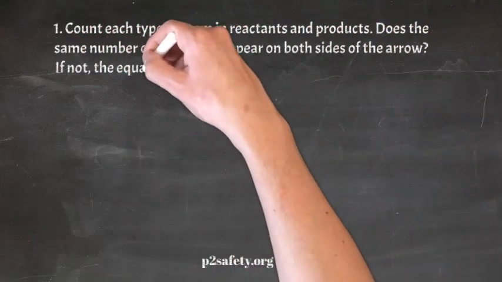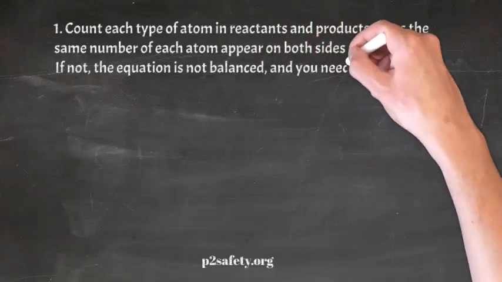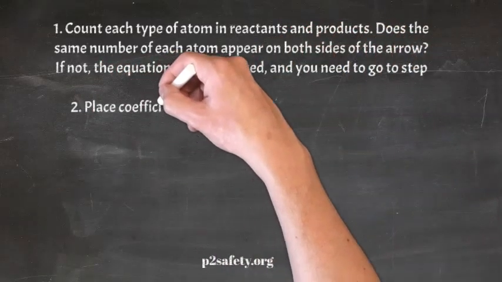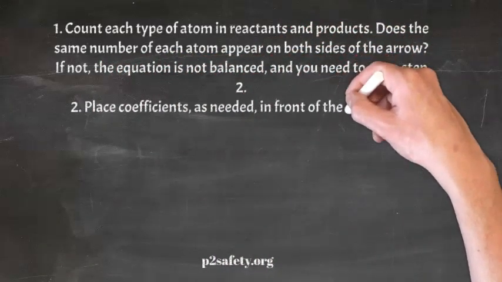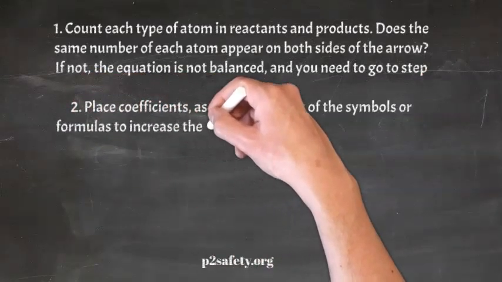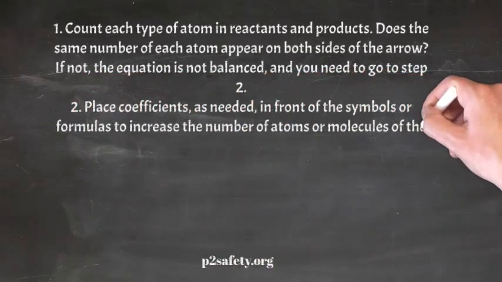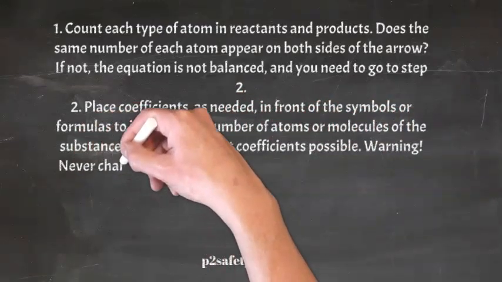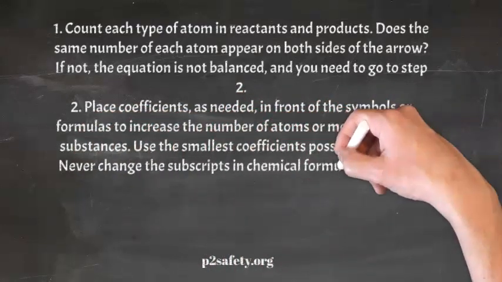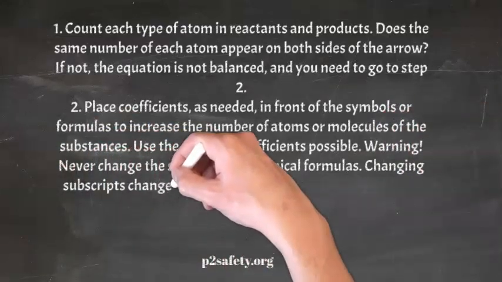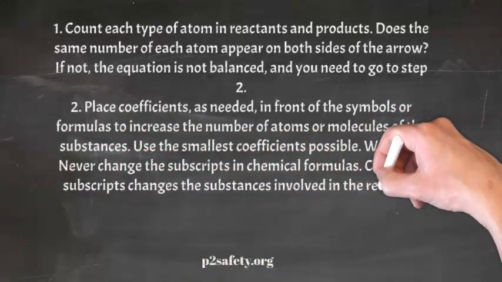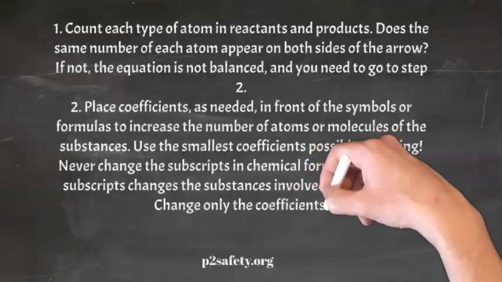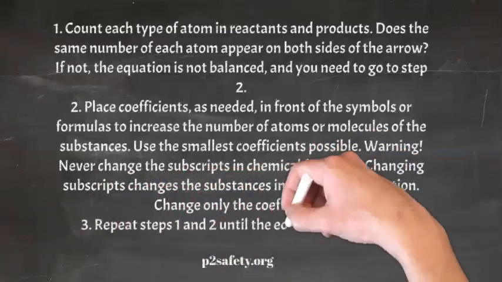2. Place coefficients, as needed, in front of the symbols or formulas to increase the number of atoms or molecules of the substances. Use the smallest coefficients possible. Warning! Never change the subscripts in chemical formulas. Changing subscripts changes the substances involved in the reaction. Change only the coefficients. 3. Repeat steps 1 and 2 until the equation is balanced.